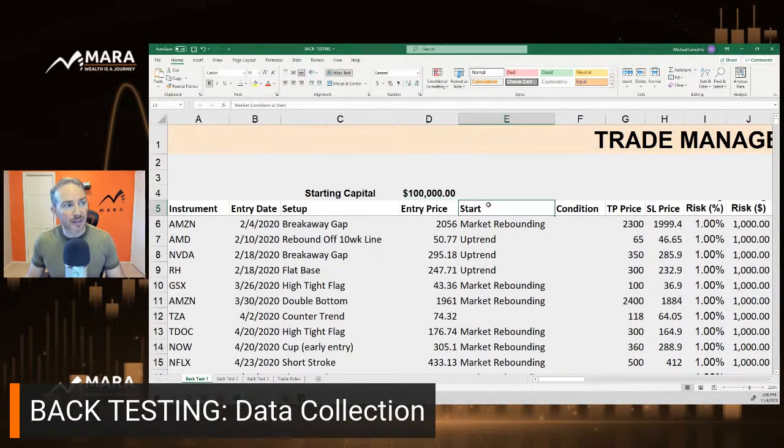You might want to track where the market was when you started to enter. Maybe you don't want to have that one. I like it. The market condition too. The way that I track market conditions now, and this is from last year, this spreadsheet that I made.